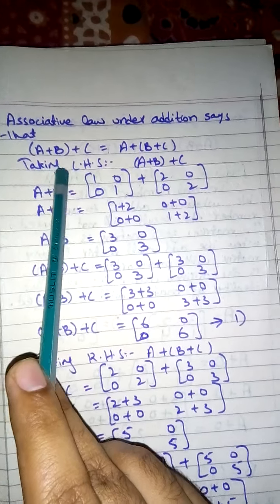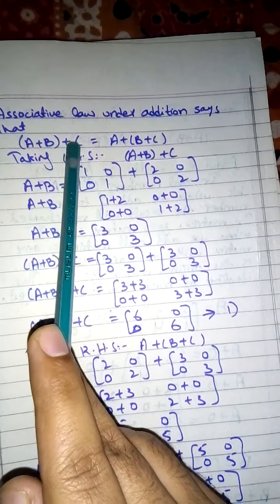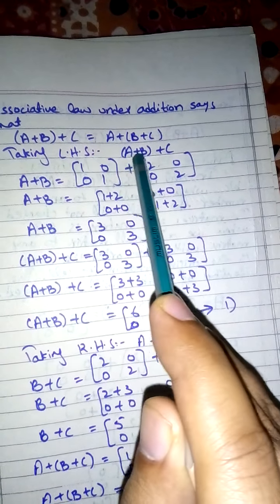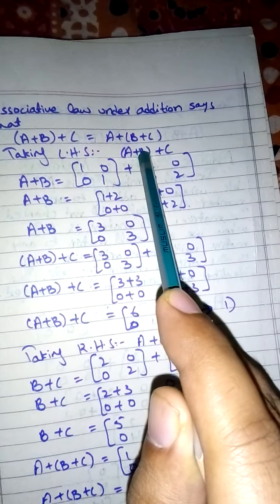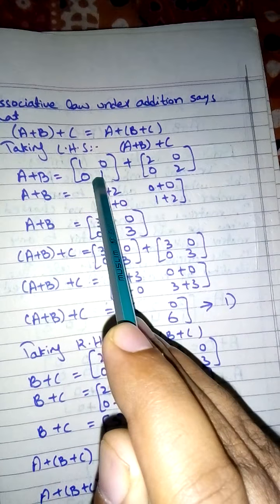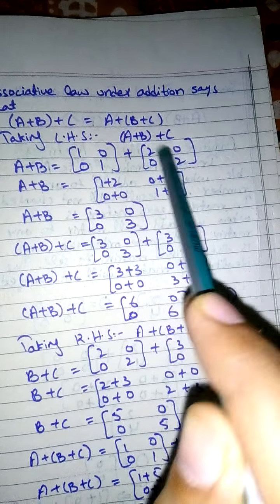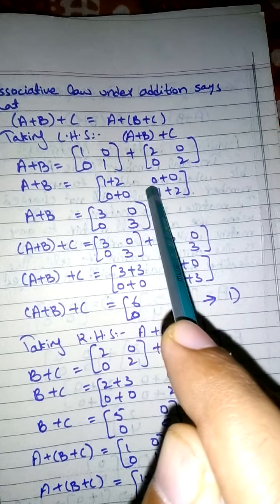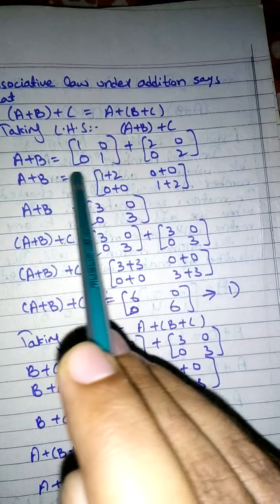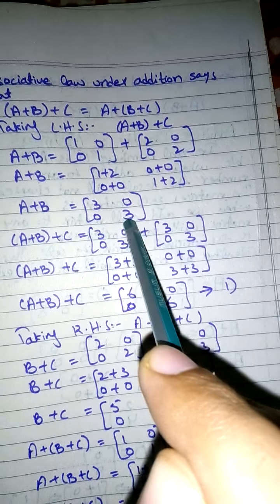Now in the solution we will take the left hand side. The left hand side is (A + B) + C. First of all, we will solve the bracket term, that is the sum of the first two matrices. The sum of the first two matrices A + B: this is matrix A, 1 0 0 1, and this is matrix B, 2 0 0 2. We will add corresponding elements, as I told you in the previous lecture. So 1 plus 2 is 3, 0, 0, and 2 plus 1 is 3.